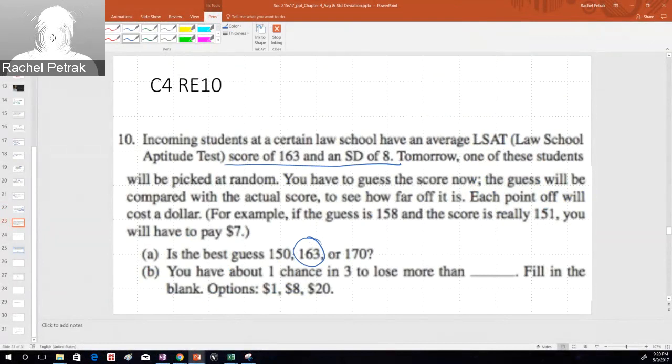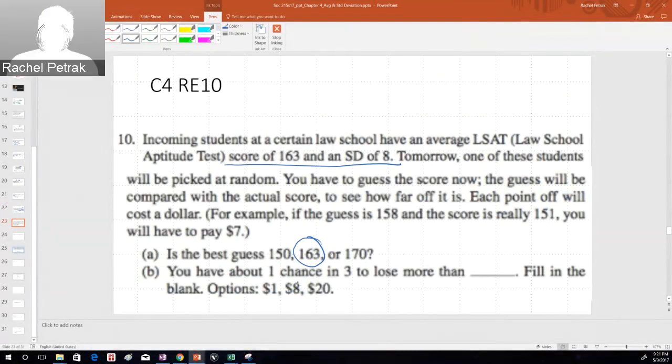That's the average score, and we would expect that it will be the most common score too. So we should guess the most common score. And then you have a 1 in 20 chance to lose more than $1, $8, or $20. Well, which one of these is it? Probably, well, we have a standard deviation of 8.